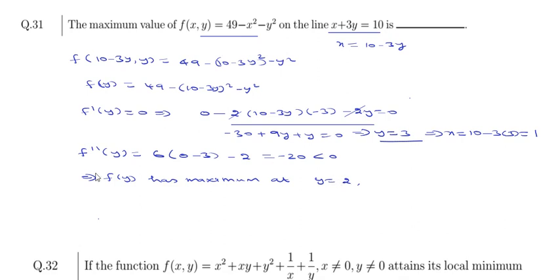So we need to find the maximum value. So the maximum value is f of y at y is equal to 3. So f at x equal to 1 and y equal to 3 is equal to 49 minus 1 minus 9. So the answer is 39. 49 minus 10, so therefore the answer is 39.